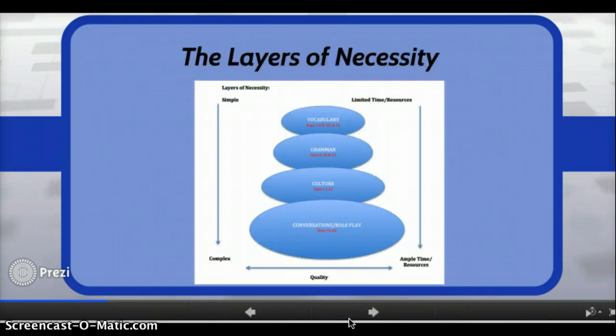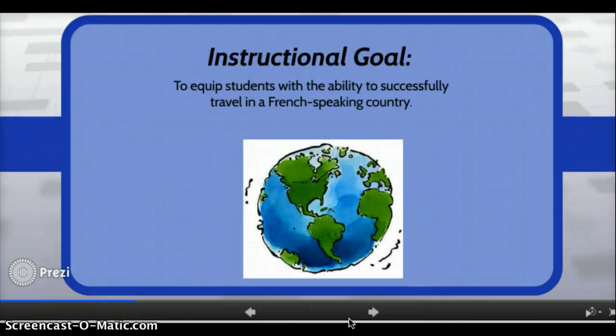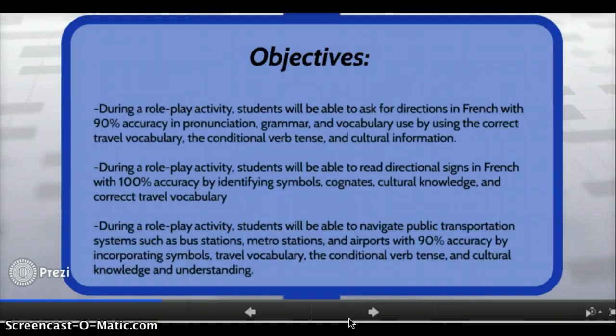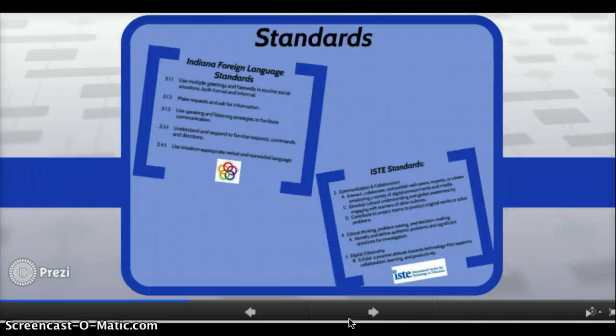This unit is designed using the layers of necessity instructional design model. Notice that the layers become more complex as the content is layered from vocabulary all the way to conversational role play. The end goal of the unit is to equip students with the ability to successfully travel in a French-speaking country. The main objectives for this unit include asking for directions, reading signs, and navigating public transportation systems. This will be accomplished through the use of symbols, culture, and verbal and nonverbal language.